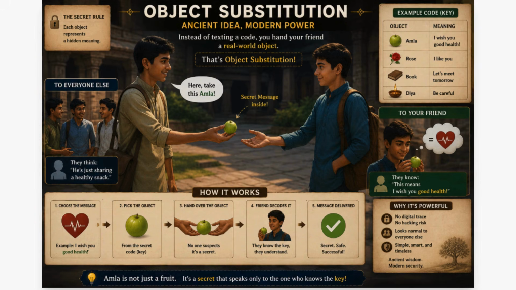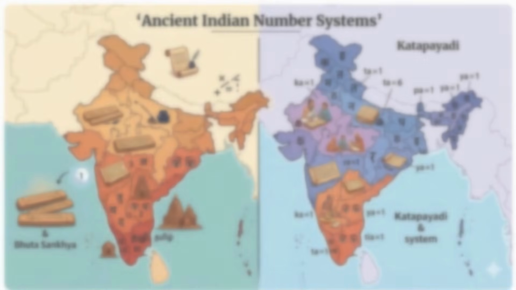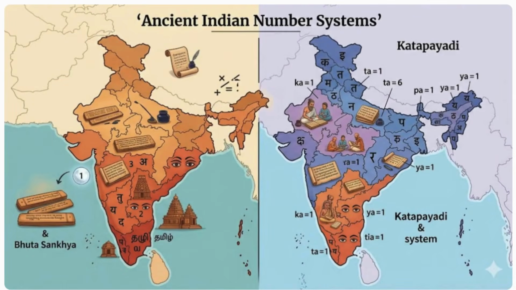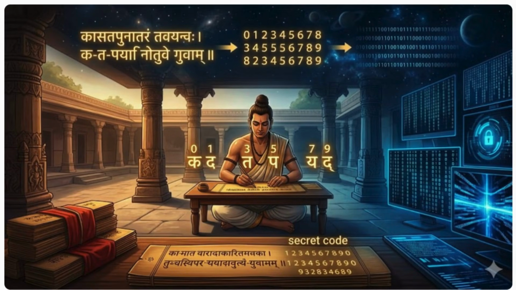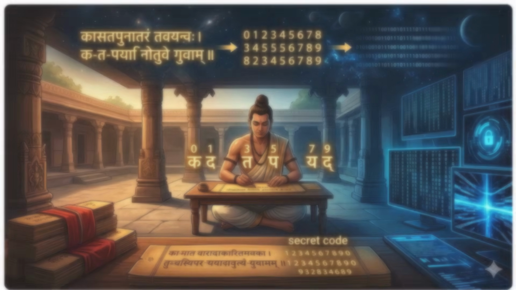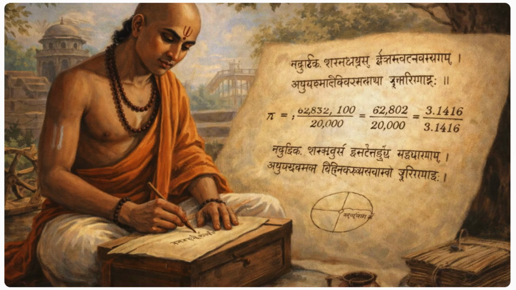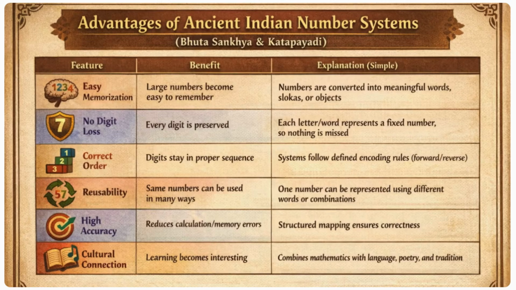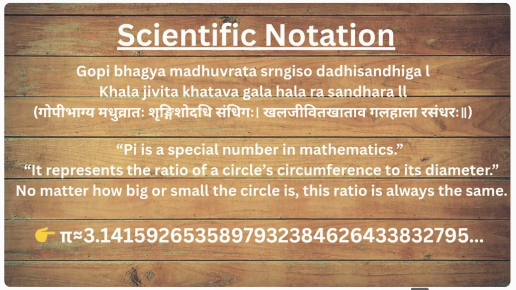We have already seen another brilliant Indian idea in our video on scientific notation. Ancient Indian mathematicians used the Katapayadi system to hide numbers inside letters. For instance, instead of memorizing the digits of pi, they converted those numbers into meaningful verses or poems. This made the digits much easier to remember while keeping them in the exact correct order.